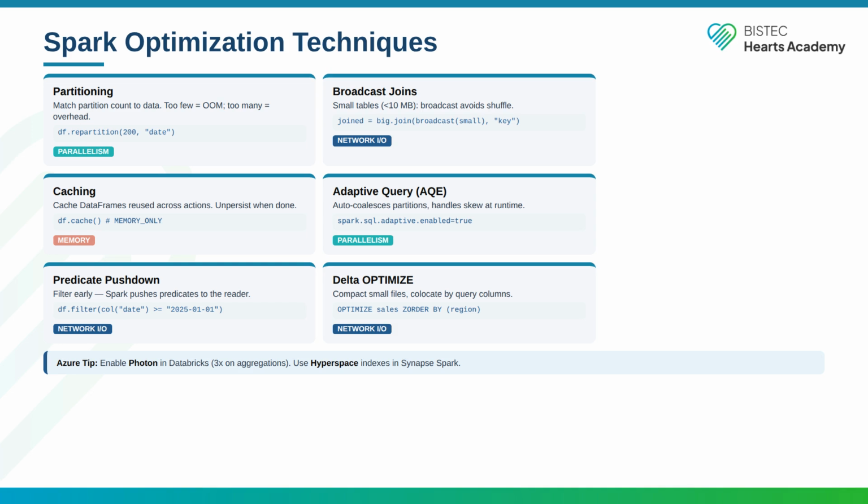Broadcast joins. When one side of a join is small, under 10 megabytes, broadcast it to all executors. This eliminates the shuffle entirely. In Azure Databricks, the default auto-broadcast threshold handles this automatically.